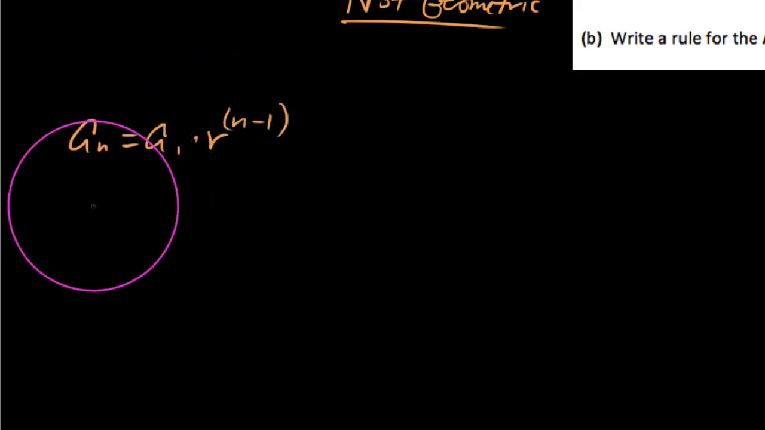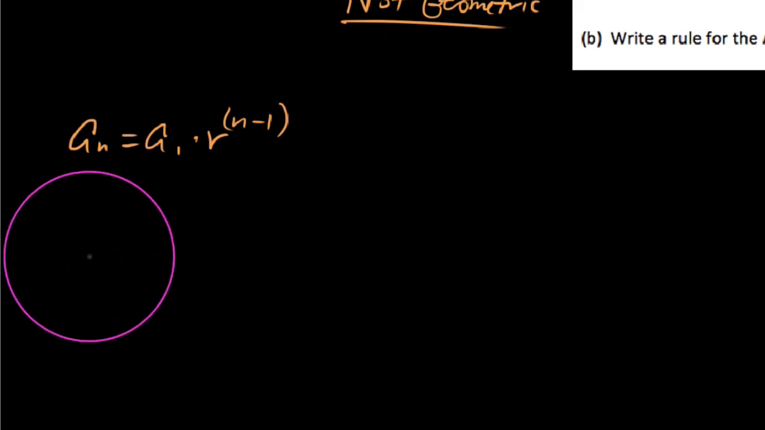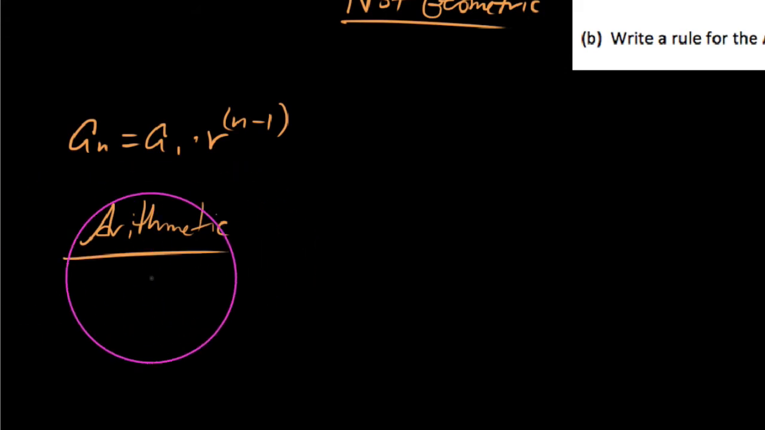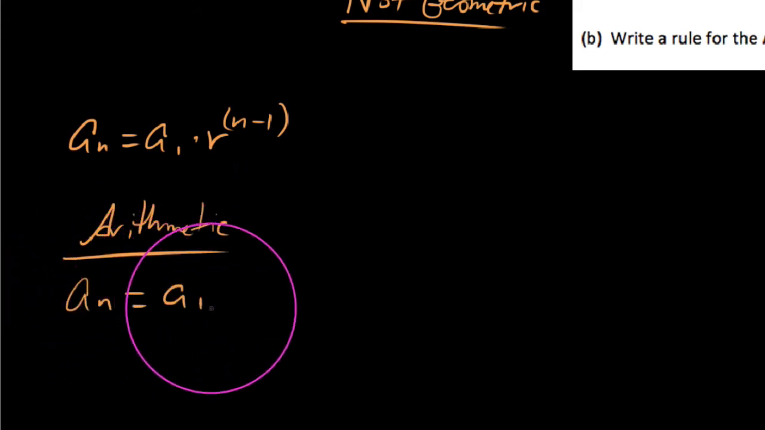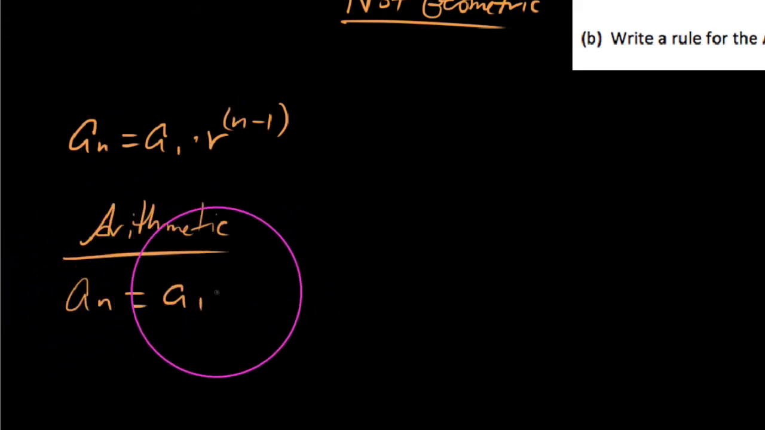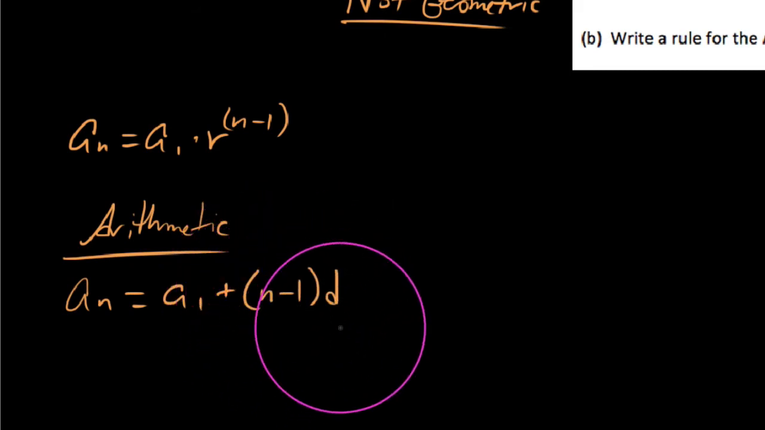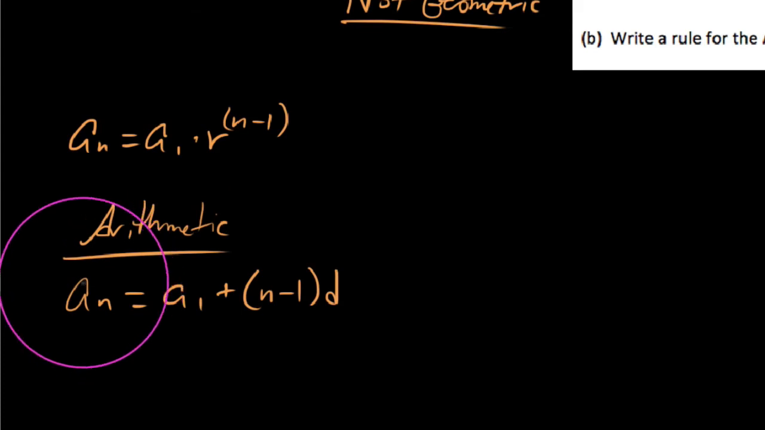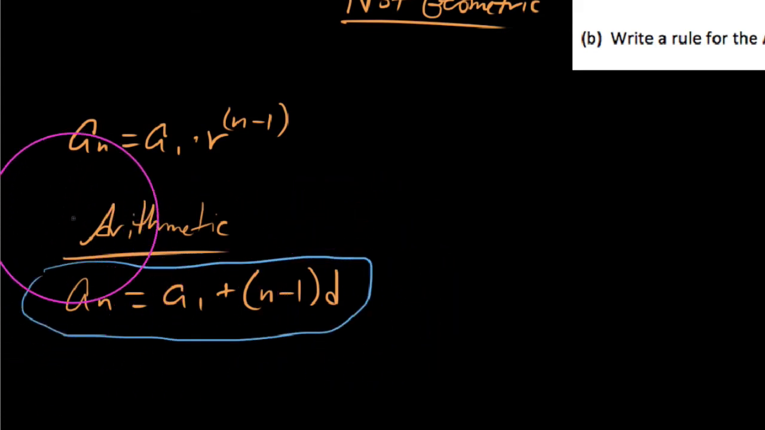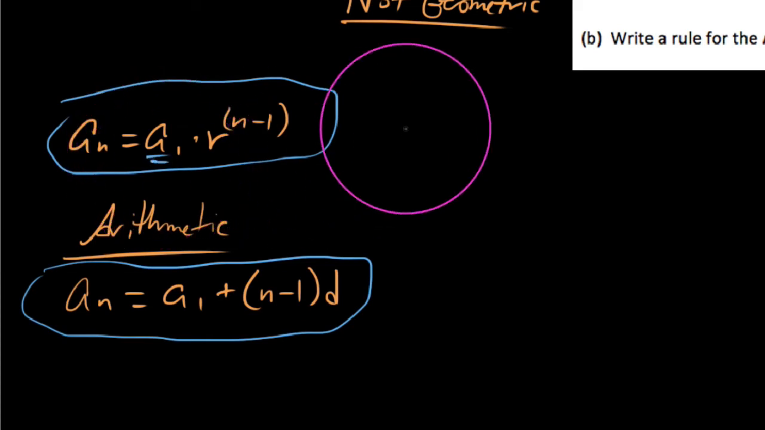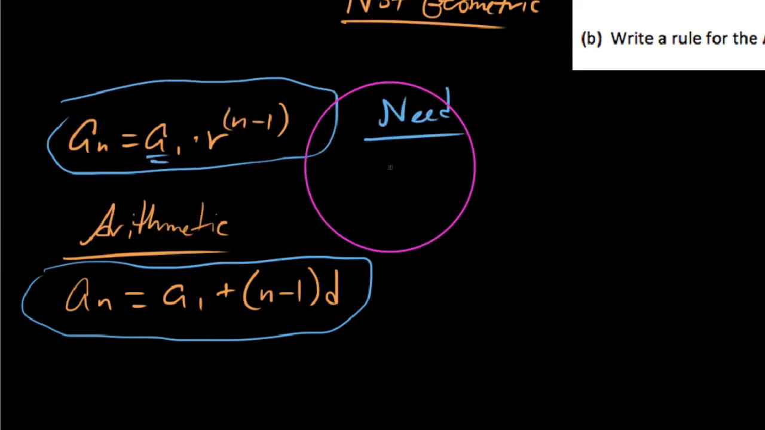What I want to do is compare and contrast with arithmetic. Remember, with an arithmetic sequence, its rule is a_n equals a_1, so they both start with a_1, except it has a plus (n minus 1) times the common difference d. So what I want you to recognize is if you can memorize the arithmetic rule, you could definitely memorize the geometric one, because they both have something in common: you will need for this rule your first term.